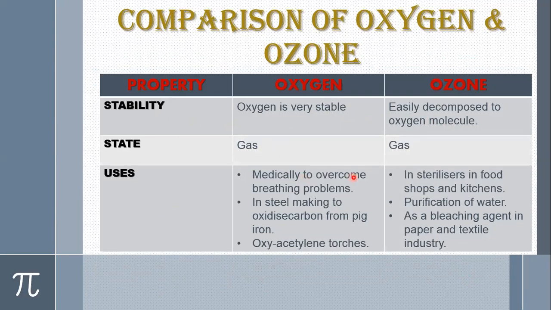Oxygen is used medically to overcome breathing problems, in steel making to oxidize carbon from pig iron, and in oxyacetylene torches, while ozone is used for sterilization in food shops and kitchens, in purification of water, and as a bleaching agent in the paper and textile industry.